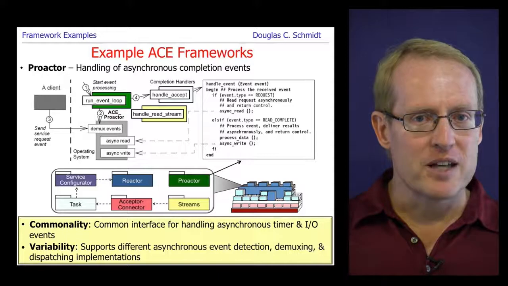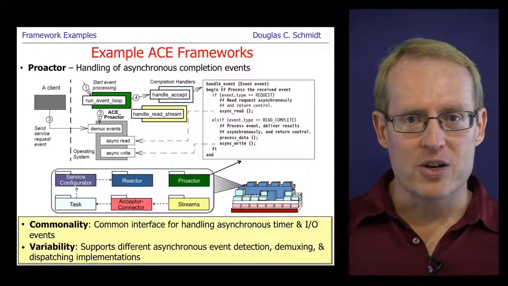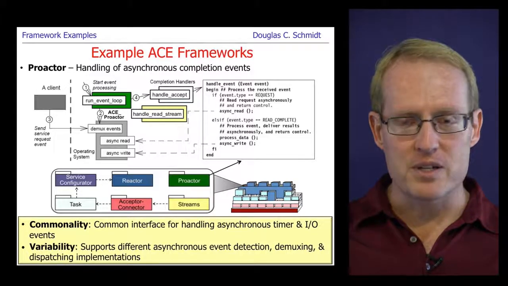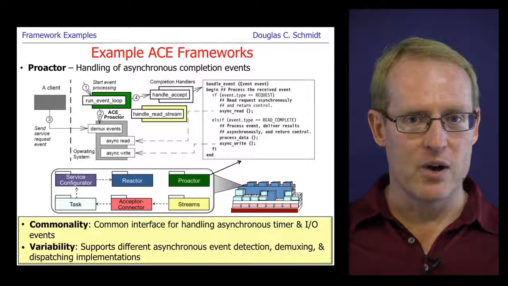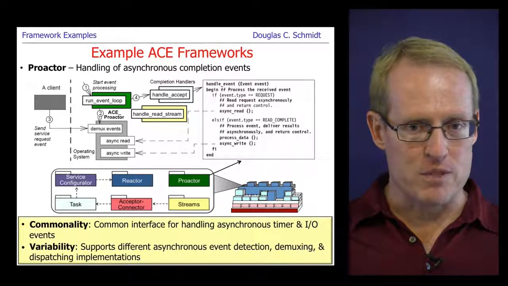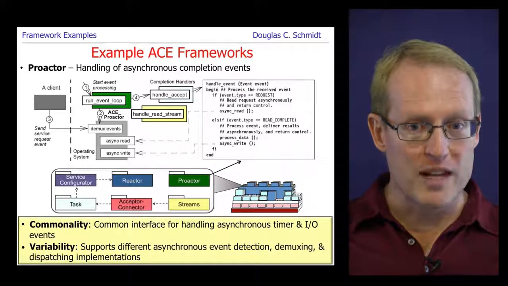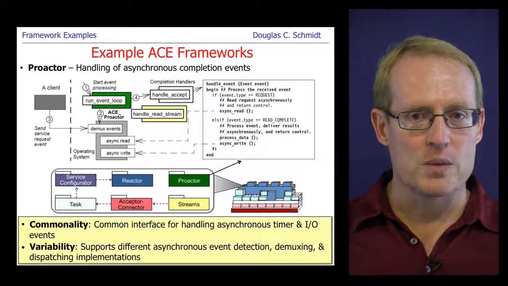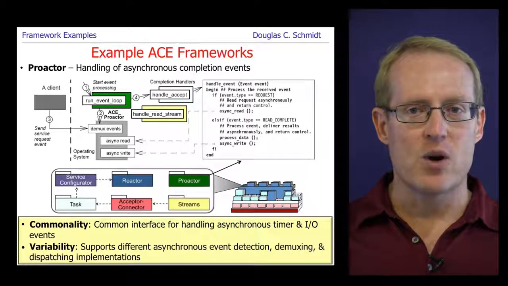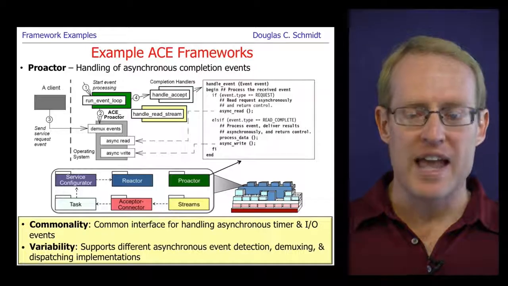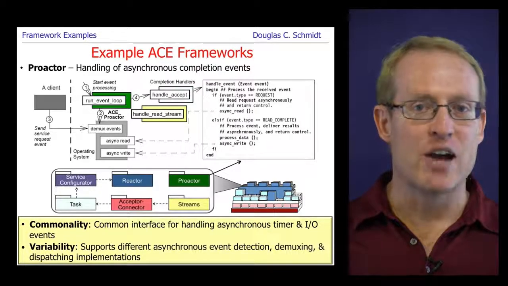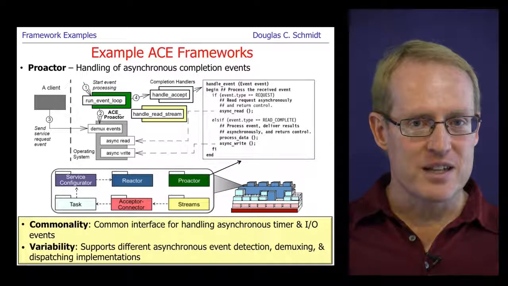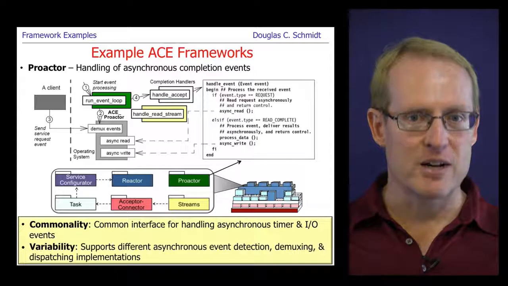From the point of view of commonality and variability, the Proactor, like the Reactor, provides a common interface for handling different kinds of asynchronous timers and I/O operations and I/O events. And it works not only on platforms like Windows that have good baked-in support for these capabilities, but also on operating systems like different versions of Unix, where they support some forms of asynchronous I/O through the AIO operations, AIO wait, AIO suspend, AIO read, AIO write, etc. And so the Proactor framework in ACE encapsulates these diversities and provides a common interface.